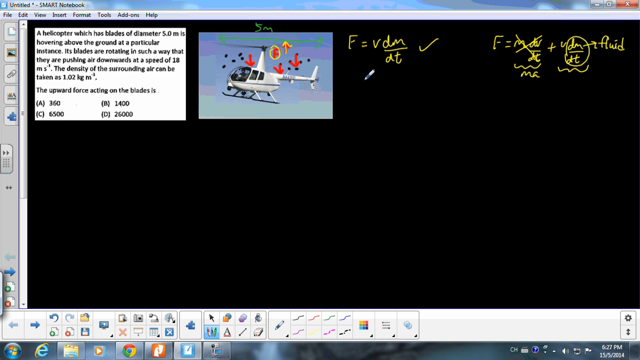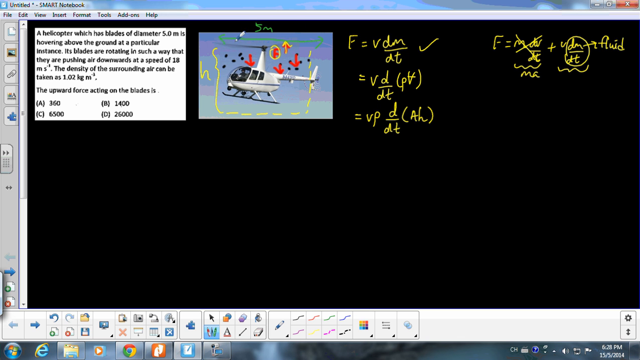Now let's derive what we are talking about: v dm/dt. What is mass? Mass is density times volume. The density is the density of the air, because we are talking about the rate of change of mass of the air being pushed downwards. So the density of the air, we take it out, d/dt of the volume. The volume is the area times height. The area is the area of the blade, times the height the air particles travel.